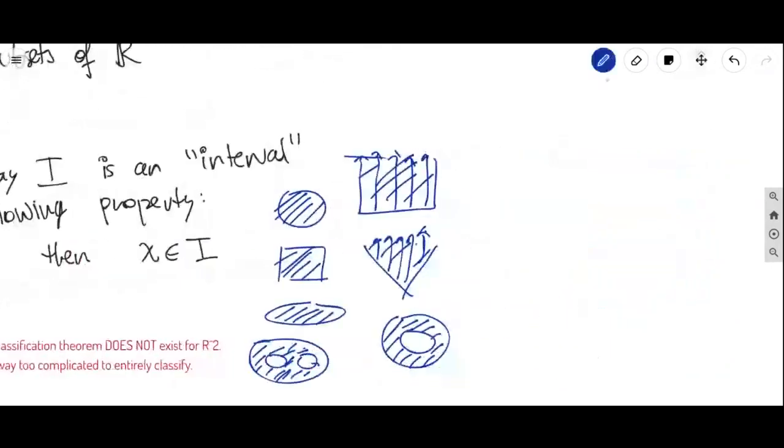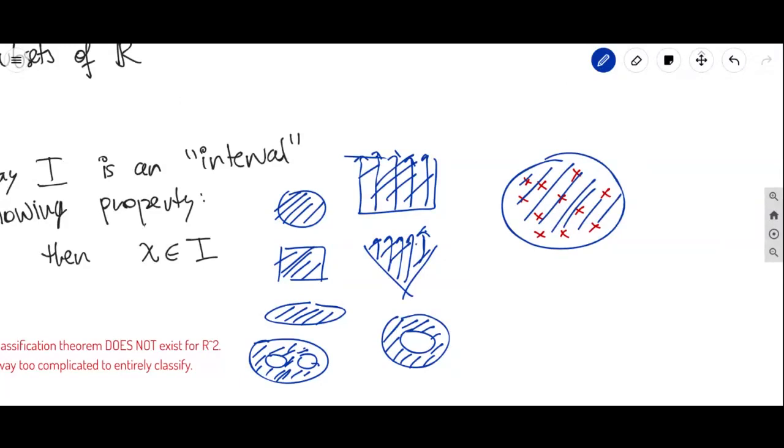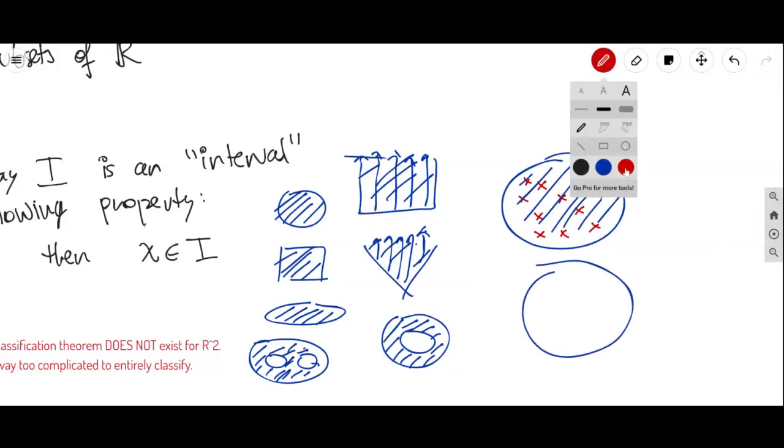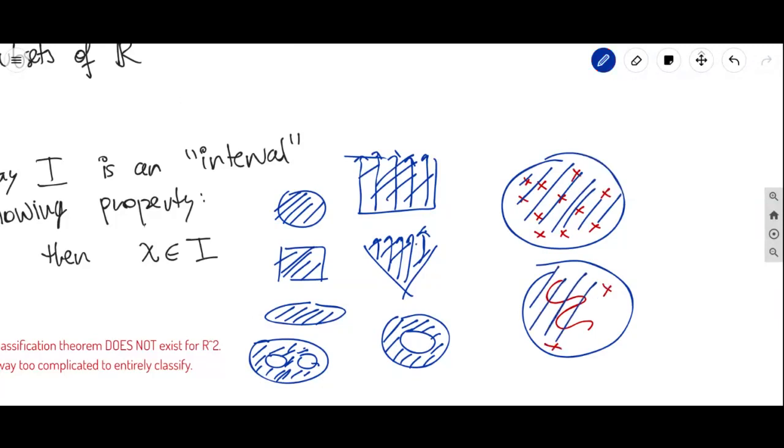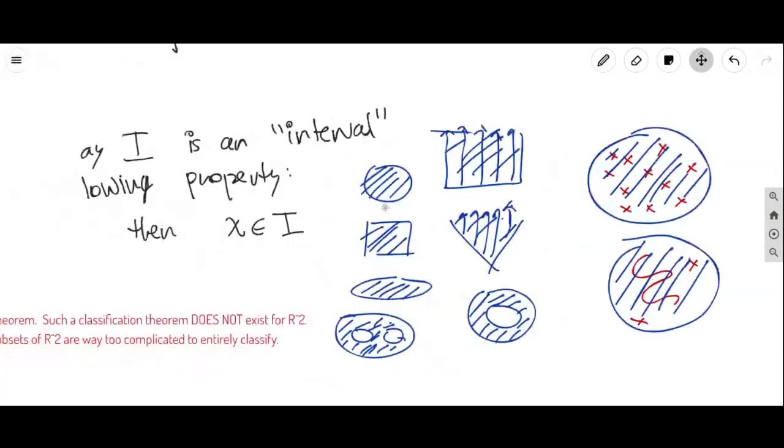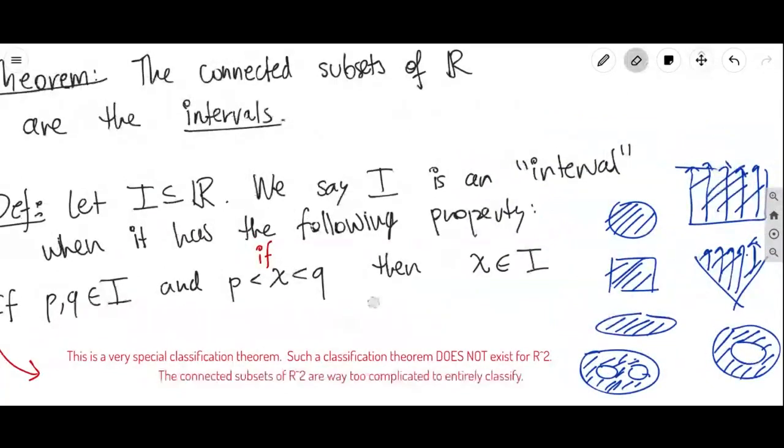Or you can even have a more complicated thing where, let's say, you have your disk, and then you just draw points that you are removing, and those points have been removed, and it's still connected. Or you can even have, let's say, a disk, and then an entire curve that's been removed, and then some points have been removed, and then you just fill in whatever is left over, and that is connected. And then you can start doing that with other kinds of regions. And the point is, there is no simple way to classify how all of those sets look. They're just way too complicated. So we do not have a classification theorem for R2 because there are too many such cases.